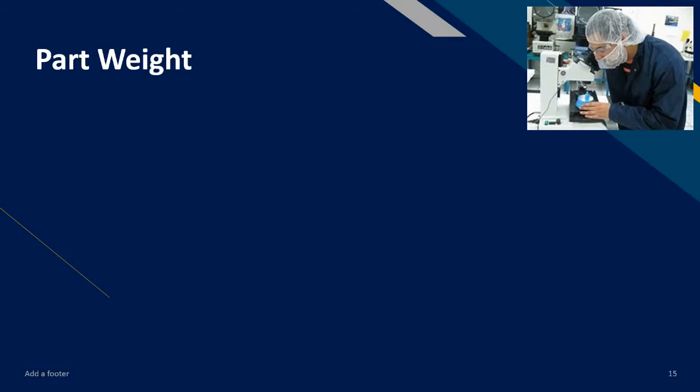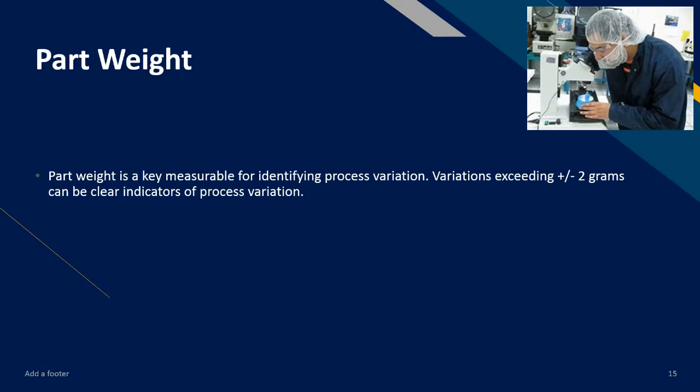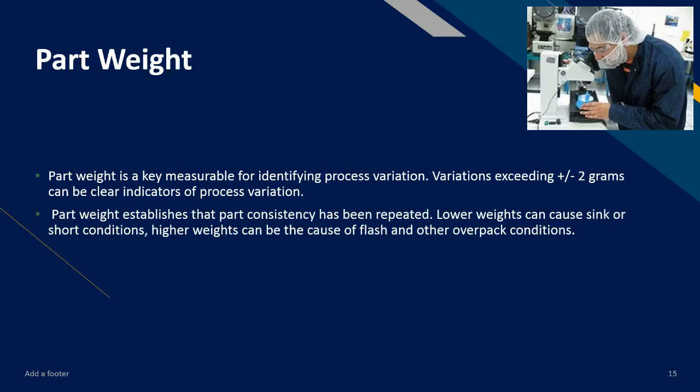Part weight is something we also want to monitor. Part weight is a key measurable for identifying process variation. Variations exceeding plus or minus 2 grams on a medium-sized part can be clear indicators of process variation. That window will, of course, increase or decrease depending on part size. Part weight establishes that part consistency has been repeated.